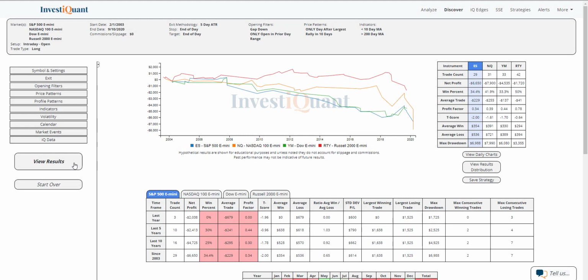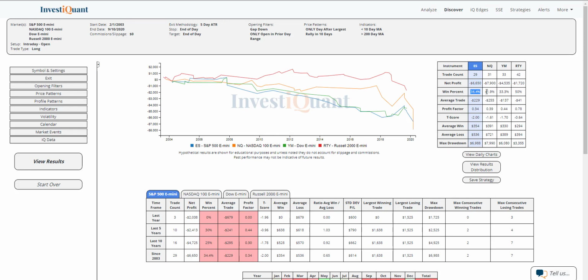And here we go. So these are the results of going long at 9:30 a.m. Eastern time, exiting at the close, 4:15 p.m. Eastern time, when you open lower but within the prior day range, following the largest rally of the past 10 days, below a 10-day moving average and above a 200-day moving average. It looks like we've got around 30 samples in all of the instruments. The S&P is coming in at 29 samples, the NASDAQ 31 samples, the Dow 33 samples, and the Russell 42 samples.